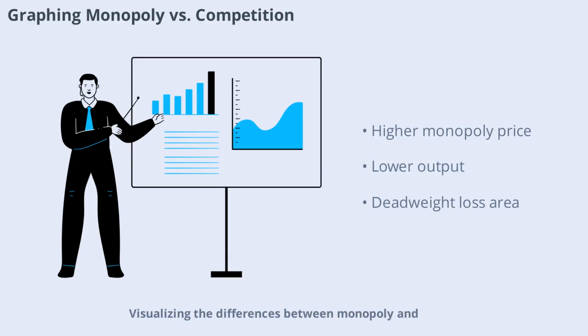Visualizing the differences between monopoly and competition helps clarify the impact on prices, output, and welfare. On a standard supply and demand graph, the monopoly outcome shows a higher price and lower quantity than the competitive equilibrium. The area representing deadweight loss illustrates the trades that do not occur under monopoly, highlighting the inefficiency.